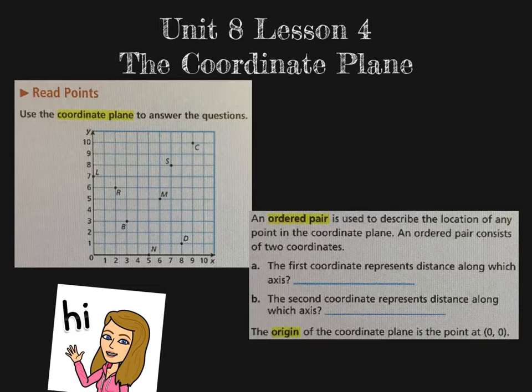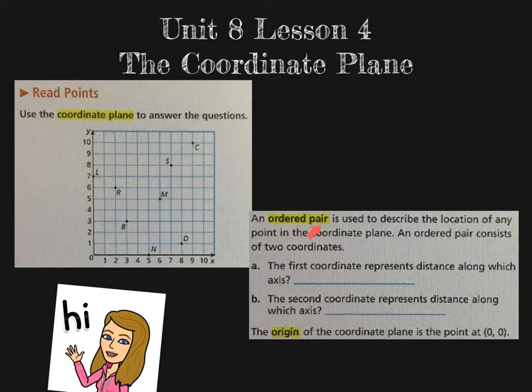Now, I'm going to tell you right now, this is one of my favorite topics in math. The reason for that is it's a lot of fun, and it's really good for you visual learners out there like me. So we use a coordinate plane to plot points. Now, points are these dots with a corresponding letter that you see here.